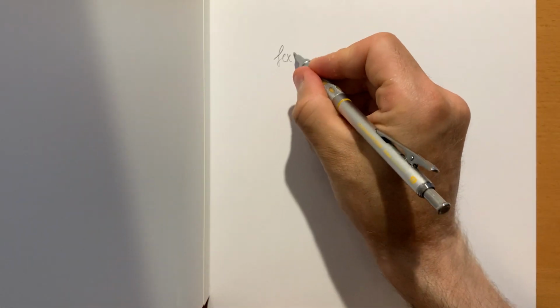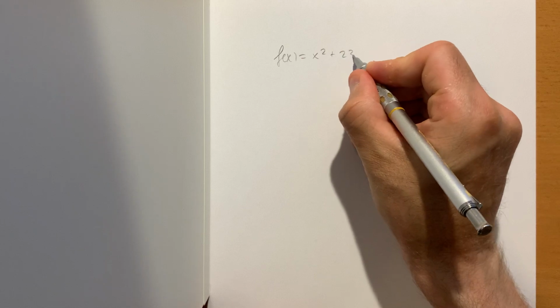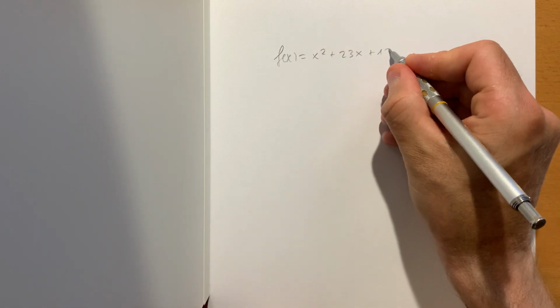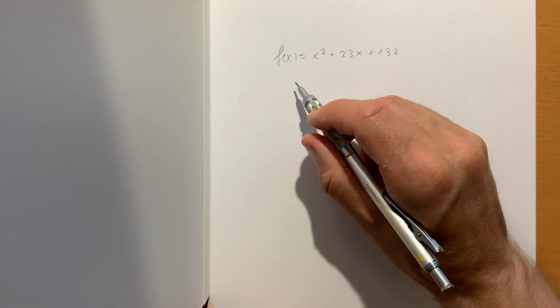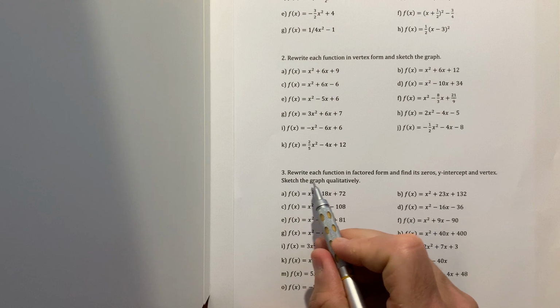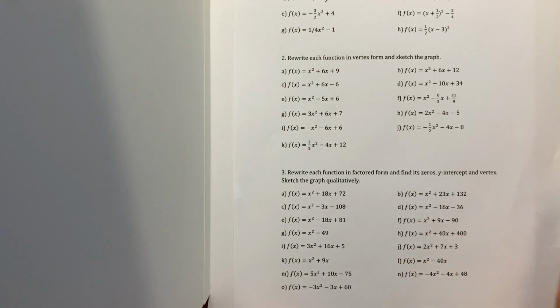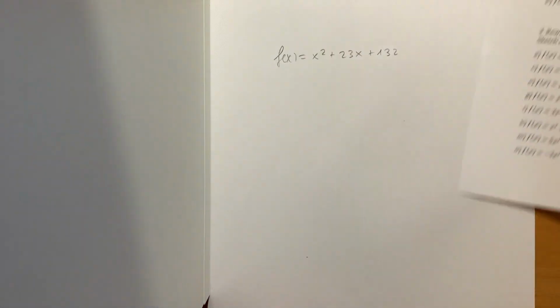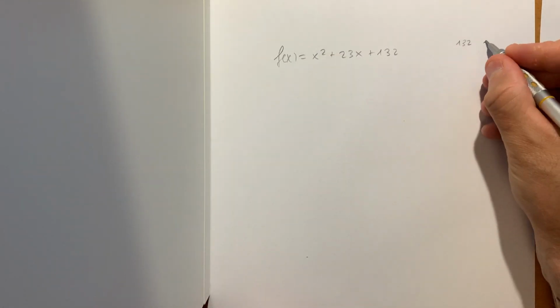Well, f of x is x squared plus 23x plus 132. Now, we want to try and find the factored form because it says rewrite each function in factored form and find its zeros, y-intercept, and vertex. Sketch the graph qualitatively.